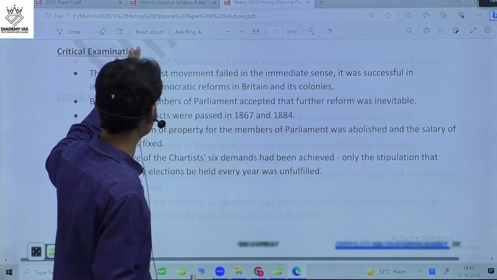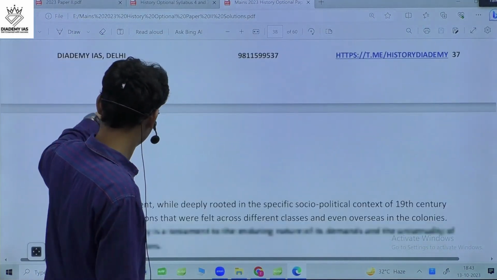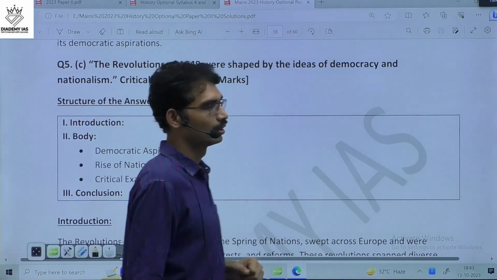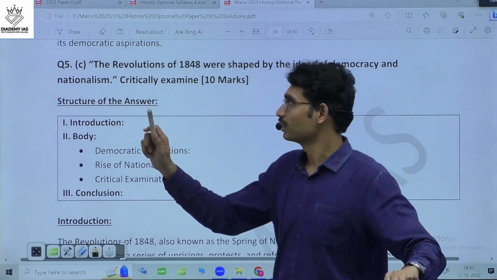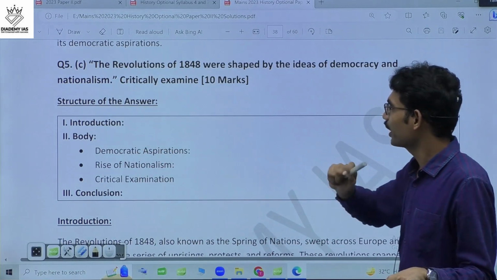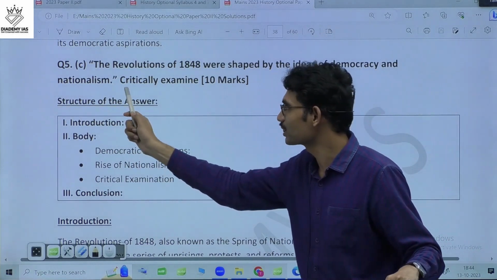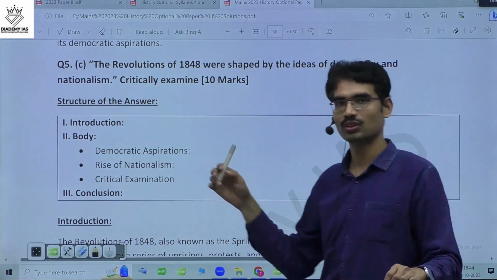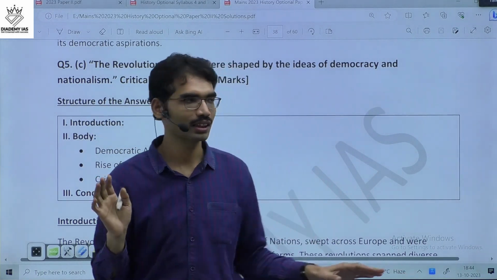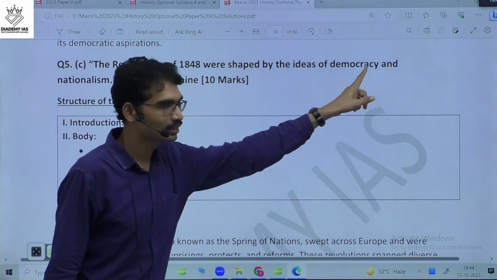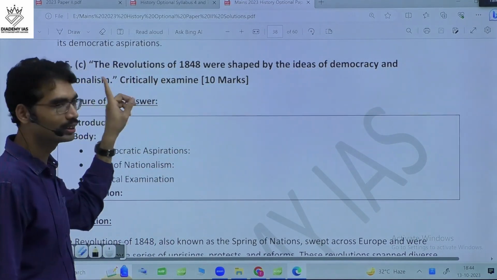Now, next question. Now you see, the revolutions of 1848 were shaped by the ideas of democracy and nationalism, critically examined. So it is asking about the 1848 revolutions, which were shaped by democracy and nationalism.